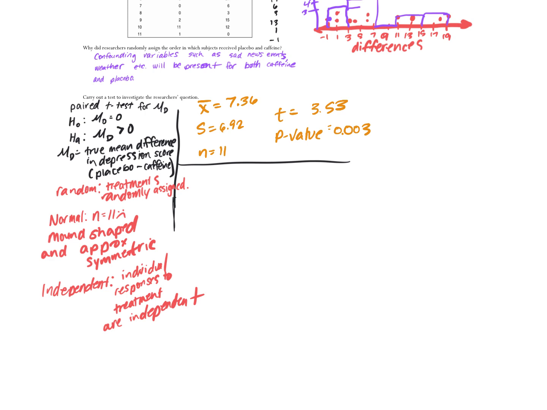Are we good with getting these from the calculator? Mine seemed very slightly off. My guess is one of your numbers got put in differently. Everybody feel okay? All right, and then since 0.003 is less than 0.05, we can reject the null.